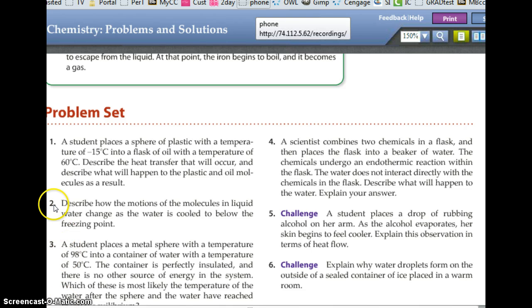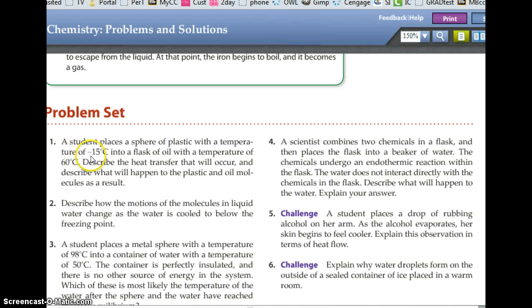All right, and then question 2, describe how the motions of the molecules in the liquid water change as the water is cooled to below the freezing point. So go ahead and hit pause and get your answer for that one. And let's go back and look at our answers.